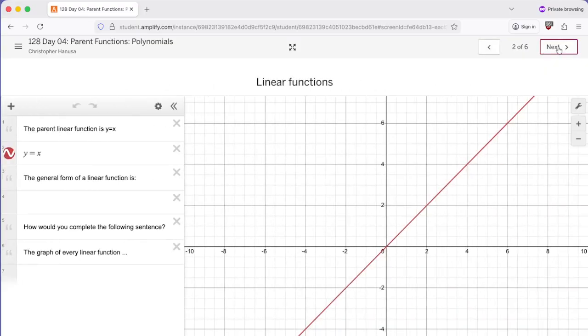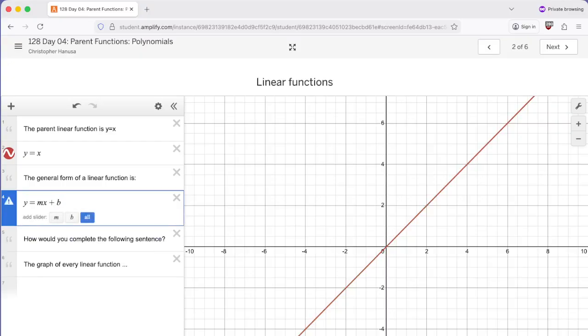Next, we can talk about linear functions. The parent linear function is y is equal to x. This is just the line that has slope 1 through the origin. Do you remember the general form for a linear function? In that case, we would have y is equal to mx plus b.